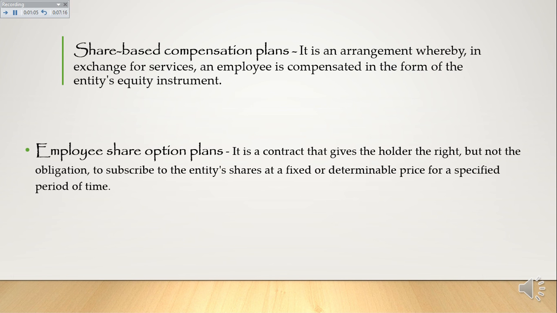Employee share option plans are also called employee stock options. It is a type of equity compensation granted by companies to their employees and executives. Rather than granting shares of stocks directly, the company gives derivative options on the stock instead. These options come in the form of regular call options and give the employee the right to buy the company stock at a specified price for a finite period of time.